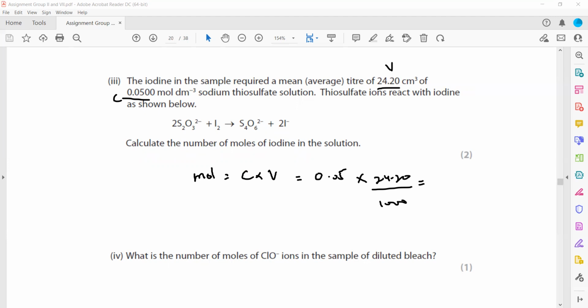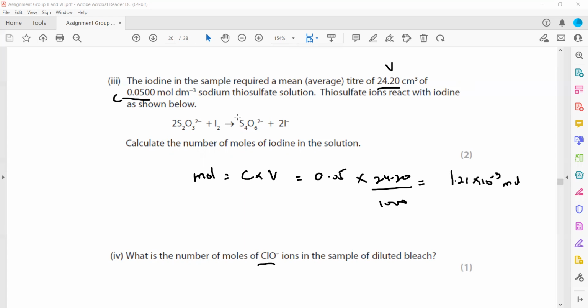So when we divide this by 1000, this will give us 1.21 × 10⁻³ moles. This is the moles of thiosulfate. In the next part, calculate the moles of ClO⁻. To get the moles of ClO⁻, we start from the moles of thiosulfate.